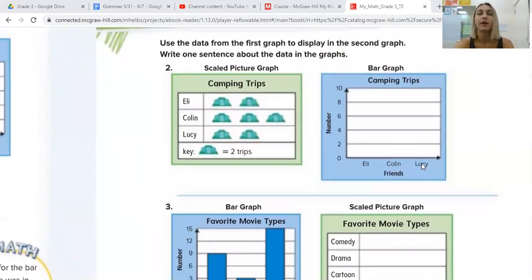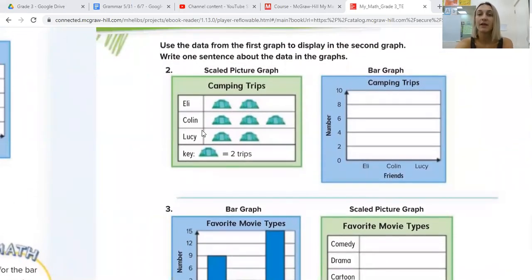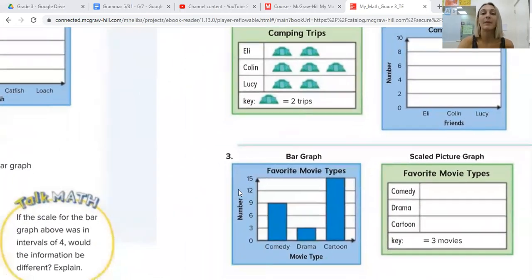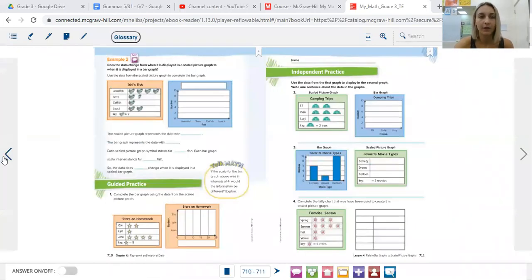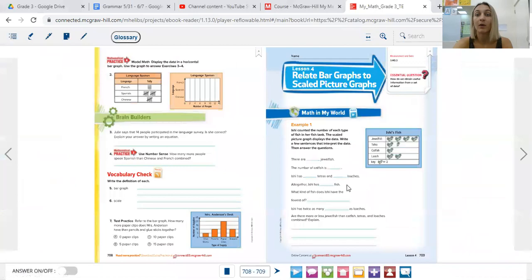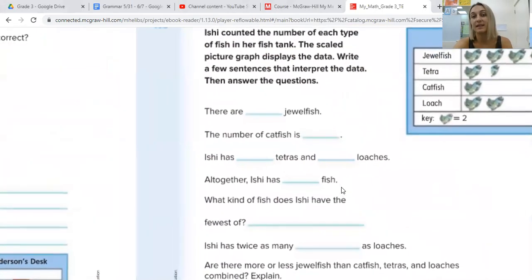Same thing over here. Use the data from the first picture graph to display in the second graph, and write 1 sentence about the data in the graphs. So first, you're just gonna take this information and put it into a bar graph. Then on the line, I want you to write 1 sentence about the data in the graphs. Remember, our first page, we wrote a lot of sentences, or we filled in the sentences. Give me anything like that. There are this many, this.